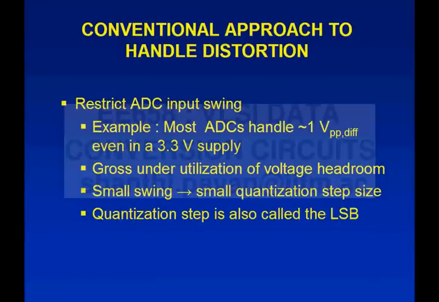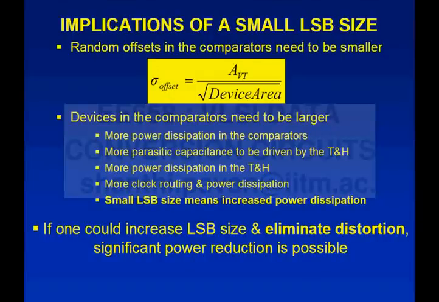So a small full scale means a small LSB size. A small LSB size basically means the random offsets in the comparators have to be smaller, but you know that the sigma of the offset is proportional to the square root of device area. So if my signal swing was reduced by a factor of 2, to have the same performance, the sigma of the offset also has to go down by a factor of 2, which means the area has to go up by a factor of 4. So this basically means there is more participation in the comparators.